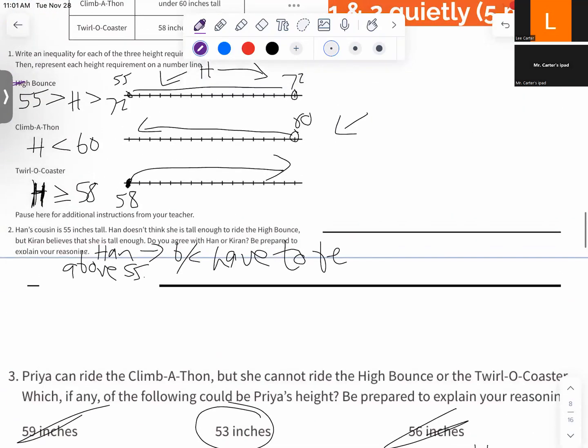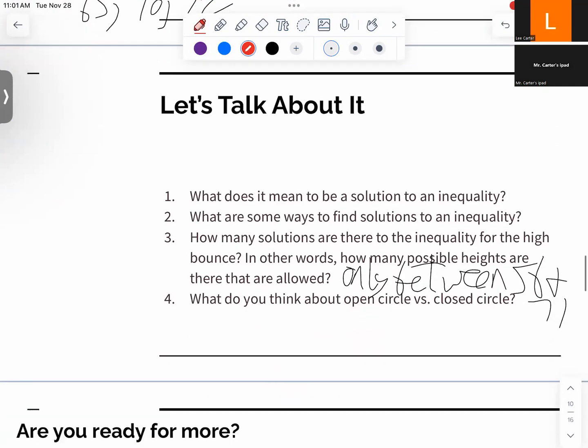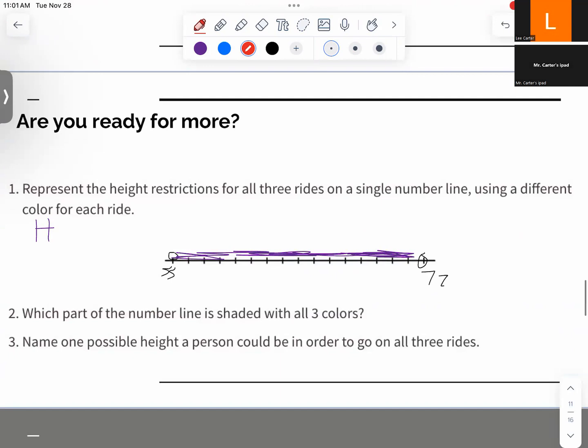Then the next one, the Climathon, I'm going to do blue, and Twirler Coaster, I'm going to do red. So Climathon's blue, is less than 60. Sorry, I should put that further: 57, 56, 57, 58, 59, 60, right there. And it can be that way. So that's going to be the second one.